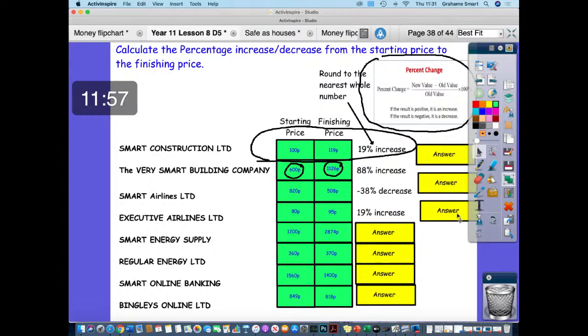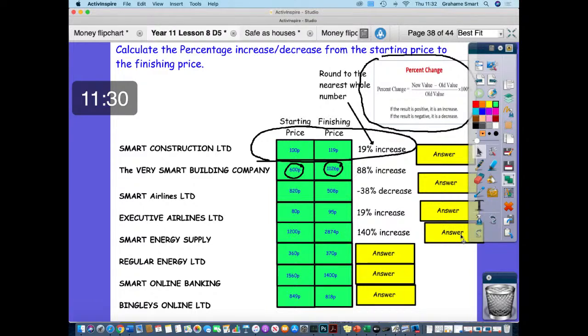So let's have a look at the next one. 1,200 pence to 2,874 pence. So this one's more than doubled. Okay, this is interesting. It's more than doubled. So I'd expect my answer to be over 100% increase. Has it trebled? No. So I would expect my answer somewhere to be between 100% and 200%. That's 140% increase to the nearest percentage. Okay, again, that makes sense.